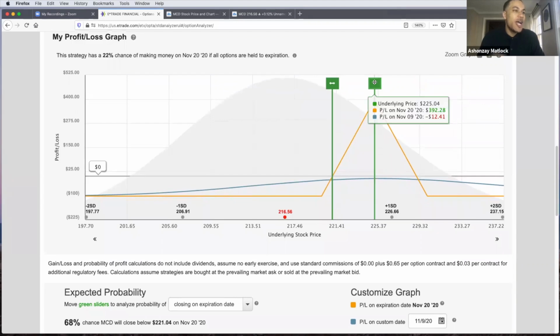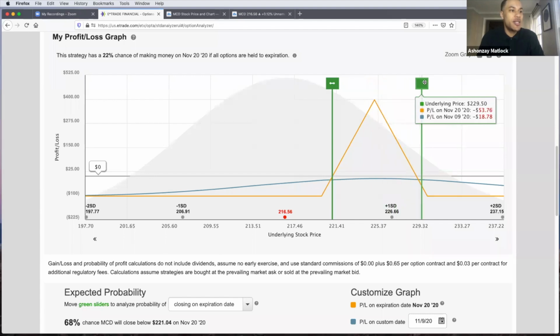All right, so underlying price would be 225.04. My profit on November 20th would be $392, and profit/loss on November 9th would be negative $12. So you'd be down $12. So if by November 20th the price of McDonald's is around 225, you would make about $392.